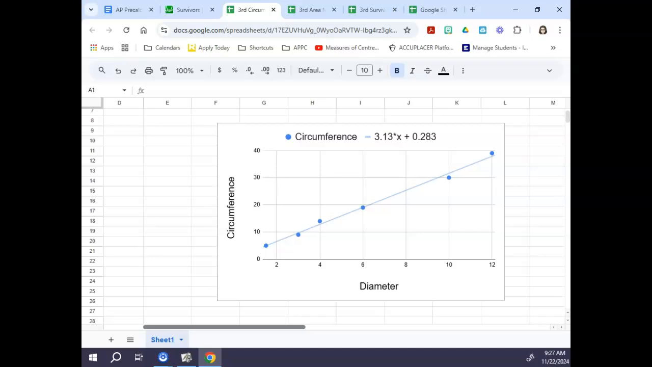So here are your group numbers. 1, 2, 3, 4, 5, okay? So circumference people, go forth and type, and we can kind of watch this change as they do it.